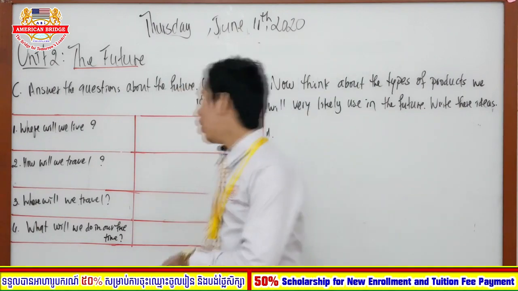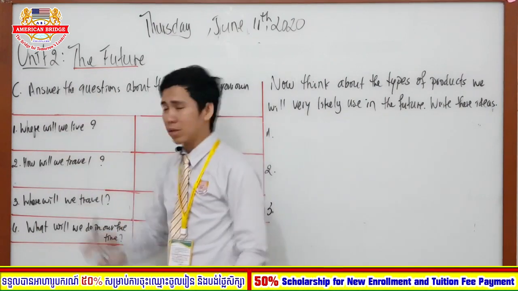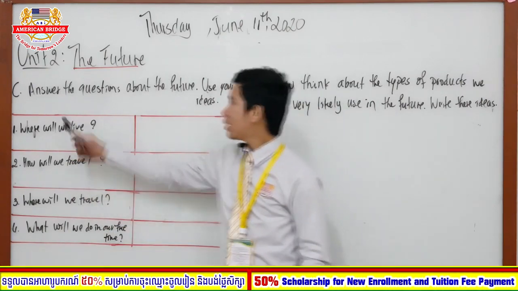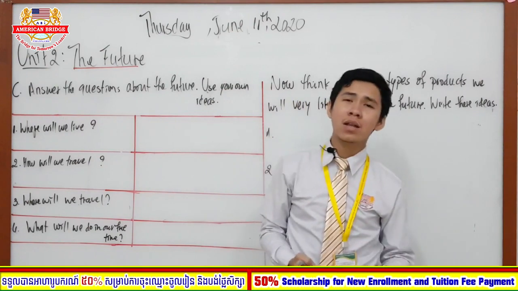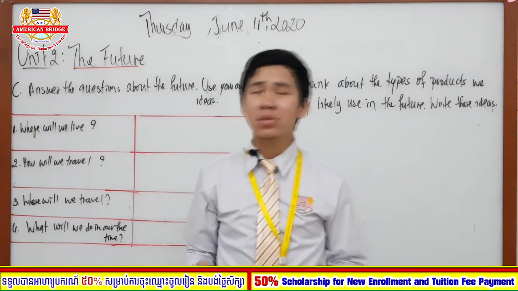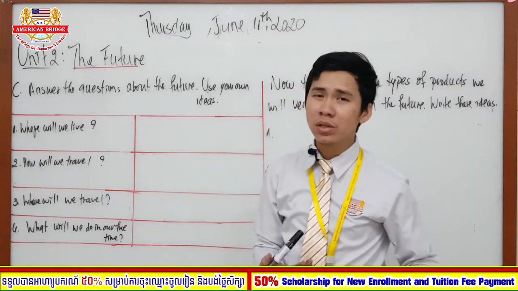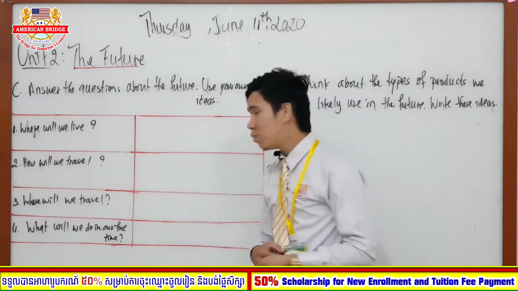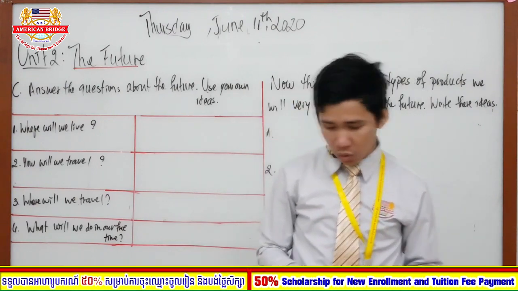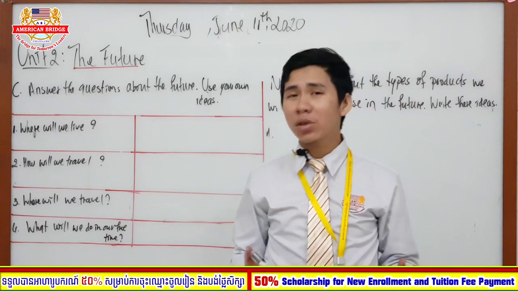Okay, so let's move on to our unit 2 as the future, and our section C. So section C is to answer the questions about the future. In here you are going to answer the questions which are going to ask all of you about the future times. It can be general questions or general answers, however you use your own words or your own ideas. So the idea is really important for all of you, that you can create more ideas according to yourself.